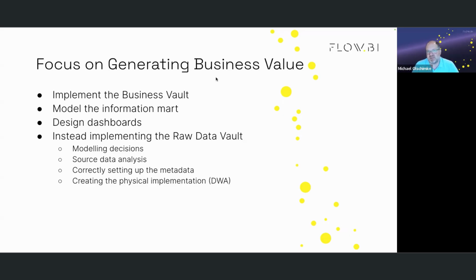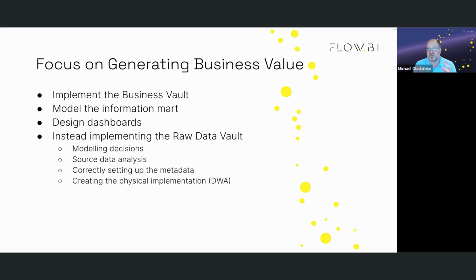But there's some patterns behind this, I can surely say, and it's labor work, to be honest, right? And now you can really focus on the business value, and that's really implementing the business vault and the information marts. That's the value, where you essentially model information marts according to the needs of the information user, on their dashboarding needs, on their information needs, whatever they want to do with the information, right? Where you design dashboards for it, where you implement the business logic into the business vault, on top of all what Flow BI does.